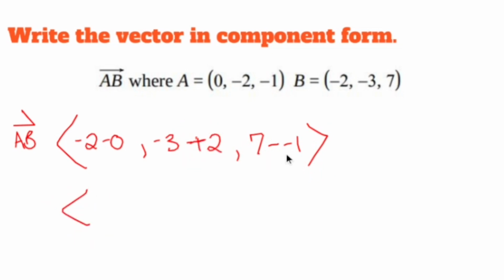Double negative makes a positive. Double negative makes a positive. Negative 2 minus 0 is negative 2. Negative 3 plus 2 is negative 1. 7 plus 1 is 8. And there is my 3D vector in component form. Awesome.